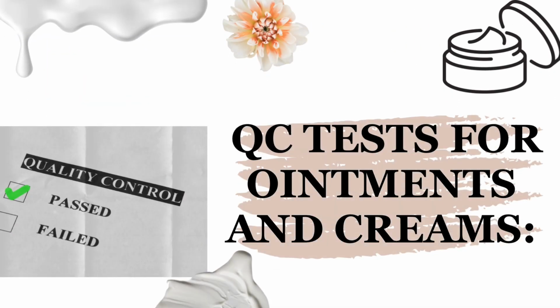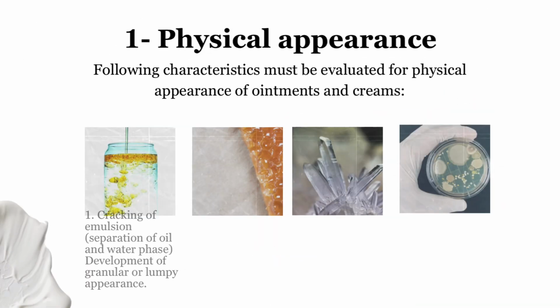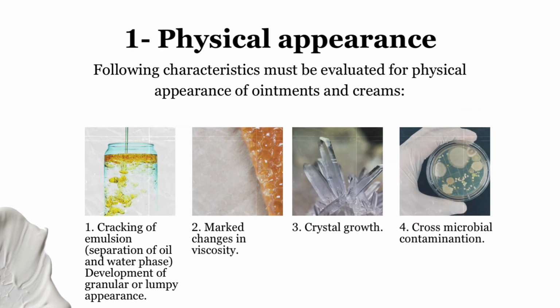Quality control tests for ointments and creams. 1. Physical appearance. The following characteristics must be evaluated for physical appearance of ointments and creams. 1. Cracking of emulsion, separation of oil and water phase, development of granular or lumpy appearance. 2. Marked changes in viscosity. 3. Crystal growth. 4. Gross microbial contamination.